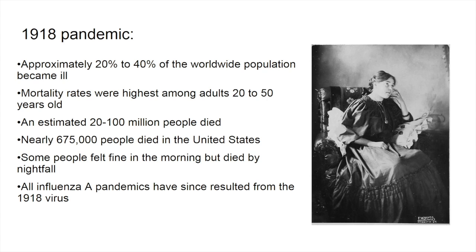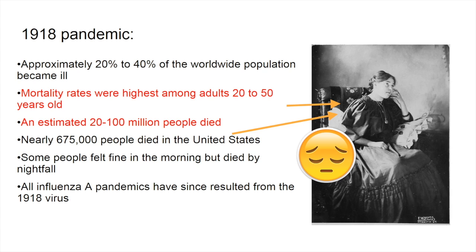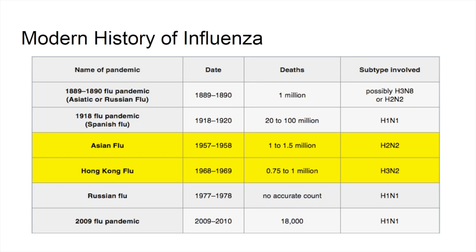Among them was my great-grandmother, Mary, who was 27 years old. The mortality rate was the highest within her age group. She was also one of the 20 to 100 million people to die during this pandemic. Some people felt fine in the morning but died by nightfall. All influenza A pandemics have since resulted from the 1918 virus.